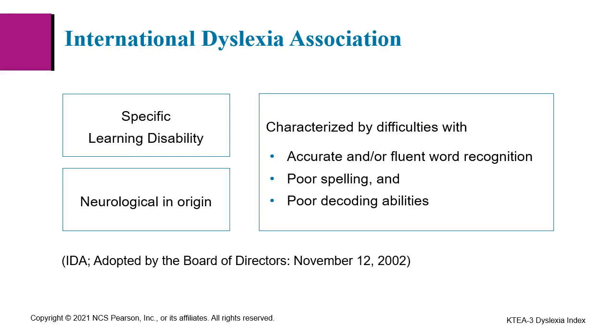In 2002, the Board of Directors of the International Dyslexia Association described dyslexia as a specific learning disability that is neurological in origin. The individual may struggle to name words fluently and accurately. Spelling is usually poor, and the individual may struggle to use strategies to decode words.